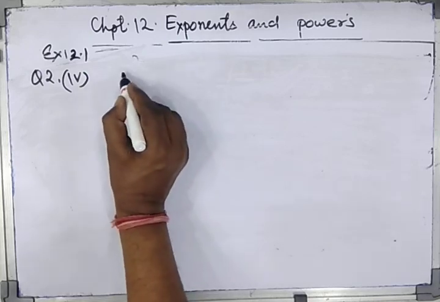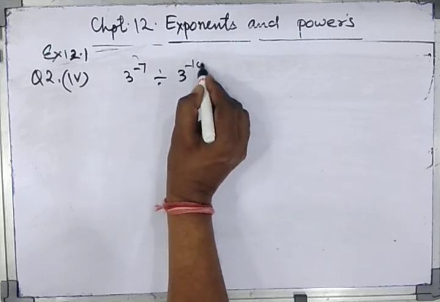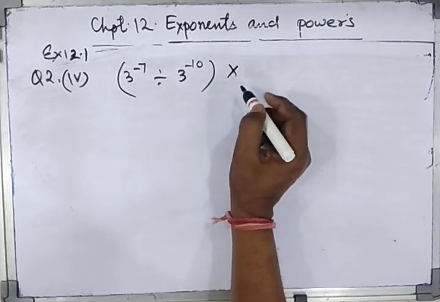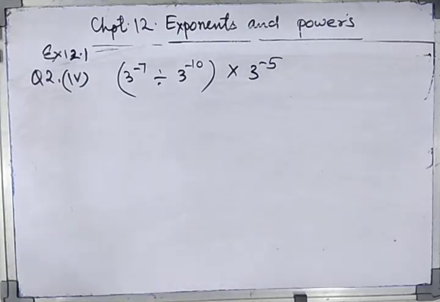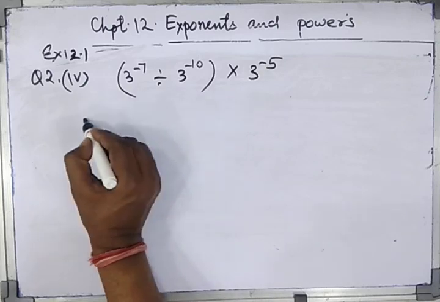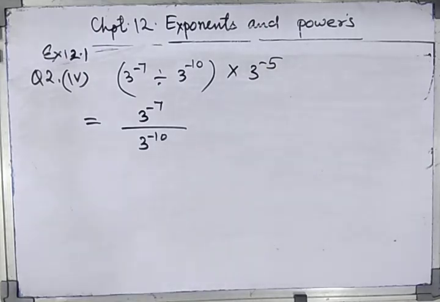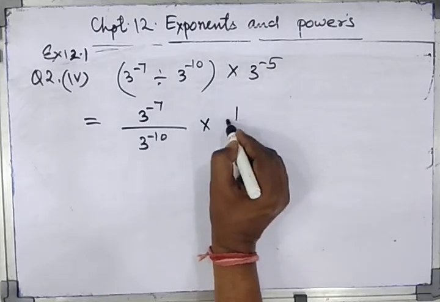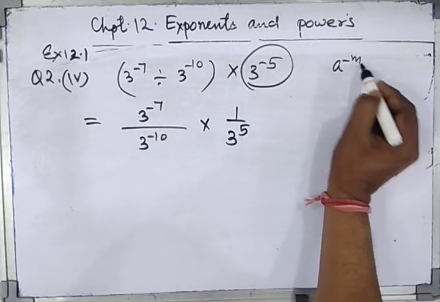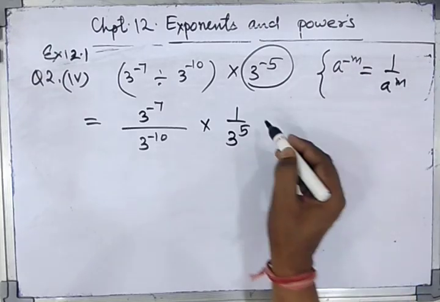3 raised to minus 7 divided by 3 raised to minus 10 into 3 raised to minus 5. So this will be equal to 3 raised to minus 7 divided by 3 raised to minus 10 into 1 by 3 raised to 5. This is the minus exponent, then use the formula: a raised to minus m is equal to 1 by a raised to m.